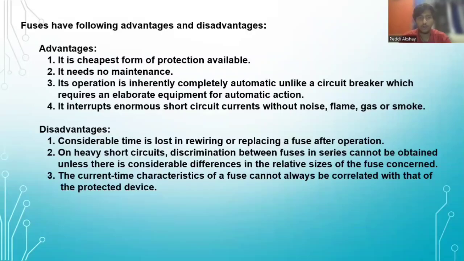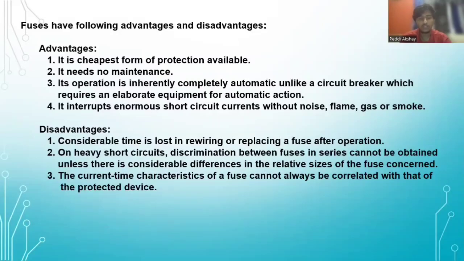Let us discuss the advantages first. A fuse is the cheapest form of protection available compared to MCBs, MCCBs. It needs no maintenance. Its operation is inherently completely automatic, unlike a circuit breaker, which requires elaborate equipment for automatic reaction. It interrupts enormous short circuit currents without noise, flame, gas, or smoke.